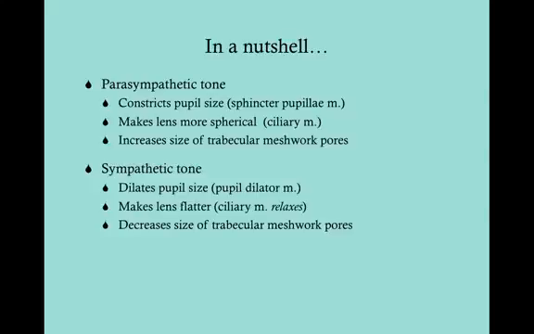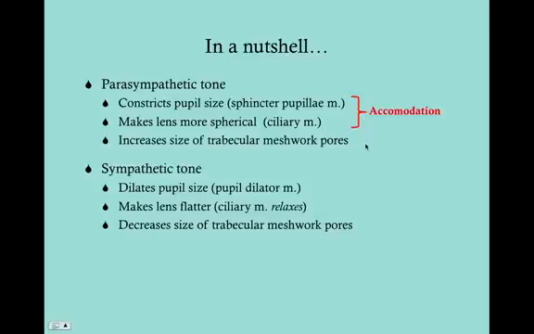On the counter end to that, sympathetic tone dilates the pupil via the pupil dilator muscle and the long ciliary nerves. It makes the lens flatter by relaxing the ciliary muscle, and it decreases the size of the trabecular meshwork pores. And so this parasympathetic tone is very important for accommodation. The short ciliary nerves are what allow you to constrict the pupil size and make the lens more spherical. Both of those are responsible for accommodation.